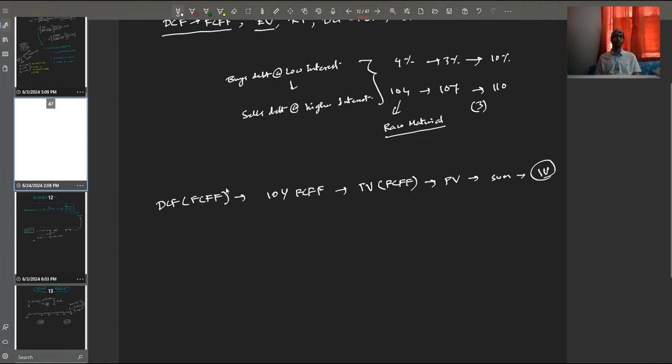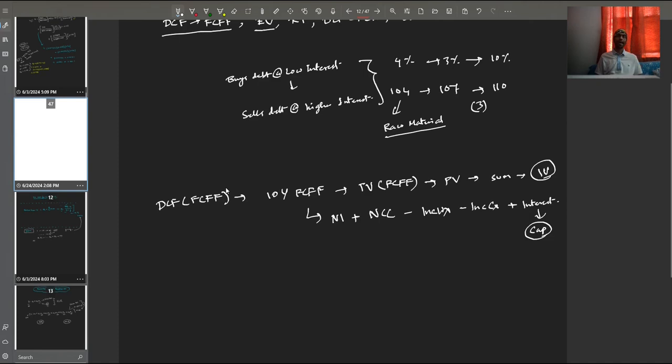But there is a problem, friends. The formula for FCFF, that is free cash flow to the firm, uses interest as a capital flow. So the FCFF is given by net income plus non-cash charges like depreciation and amortization, minus increase in working capital expense, minus increase in capex, plus interest. Now here lies the problem. We are using interest as a capital flow.